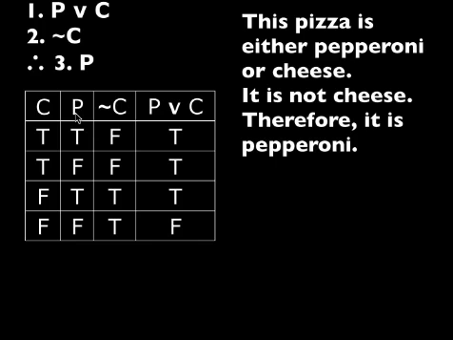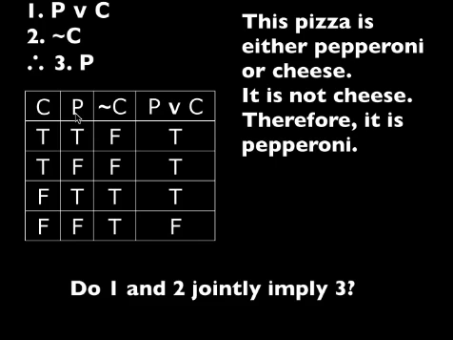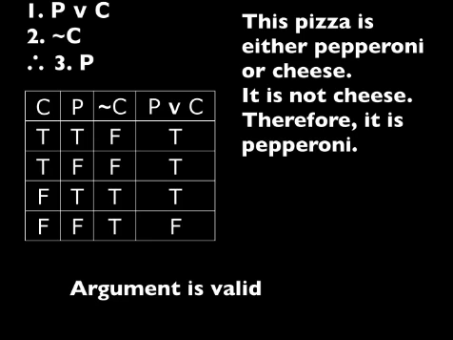So I'm going to look for a counterexample row, where 1 and 2 are true, but 3, the conclusion, is false. And you can see there's no row like that. Okay, there's no row where the premises are true and the conclusion is false. So the premises do jointly imply the conclusion, and so that argument's valid. So yes, 1 and 2 do jointly imply 3, and so yes, the argument's valid.